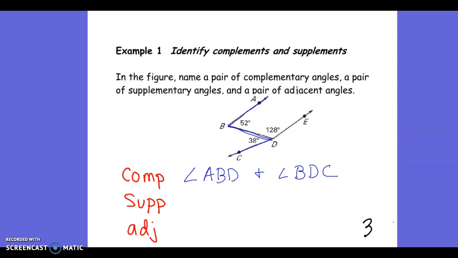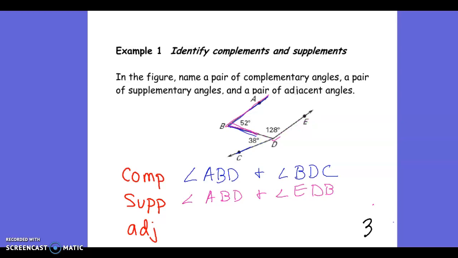All right, in a different color, supplementary angles. Supplementary angles add up to 180. So maybe you might first think, well, here, those two angles, but 128 plus 38 doesn't add up to 180. However, 52 and 128 add up to 180. So let's see if we can name those. Angle ABD and angle, I'm just going to call that one EDB. And you could have called it BDE, same thing.